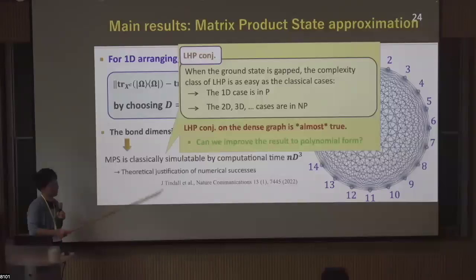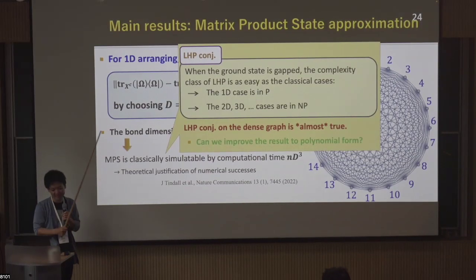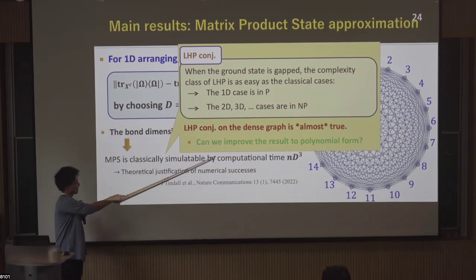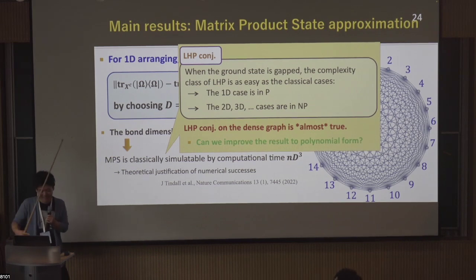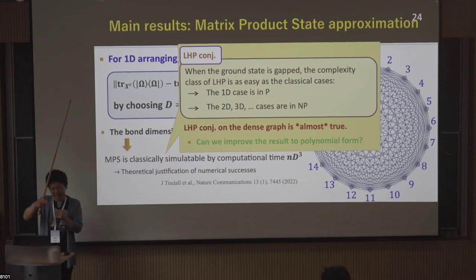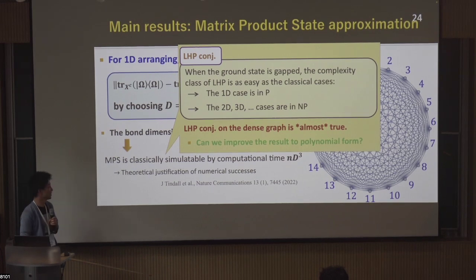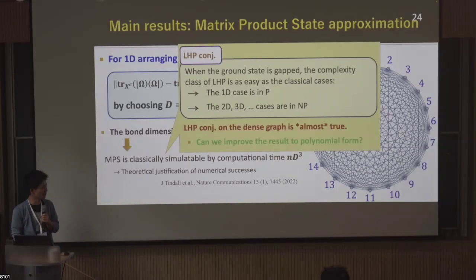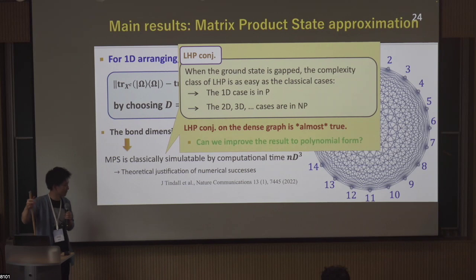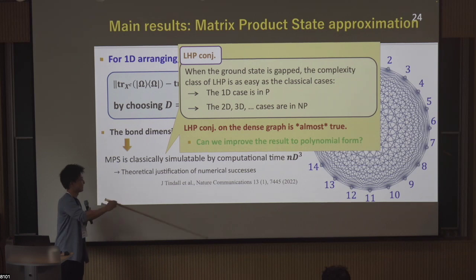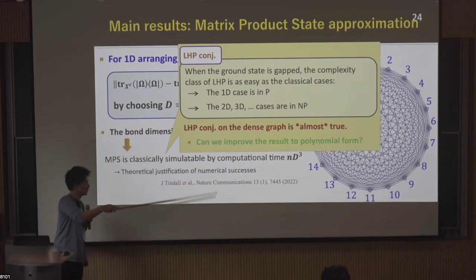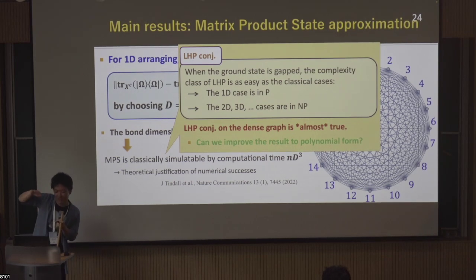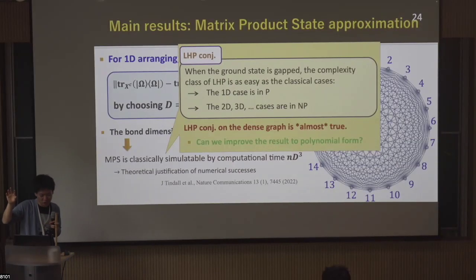I remind us that the LHP conjecture says that if the ground state is gapped, then the complexity of the LHP is as easy as the classical case. In the high dimensional cases, except the 1D case, the problem is in NP. Because we can prove that in order to achieve the MPS approximation, the bond dimension is quasi-polynomial, we can say that the LHP conjecture on dense graphs is almost true. Almost means that we cannot prove the polynomial bond dimension approximation of the ground state, only the quasi-polynomial one. So in this sense, we can only say the LHP conjecture is almost true on dense graphs. And of course, the very important open problem is whether we can improve the result to polynomial form. If we can prove that polynomial bond dimension is enough to approximate the ground state, then we can also prove that the LHP conjecture is true on dense graphs.